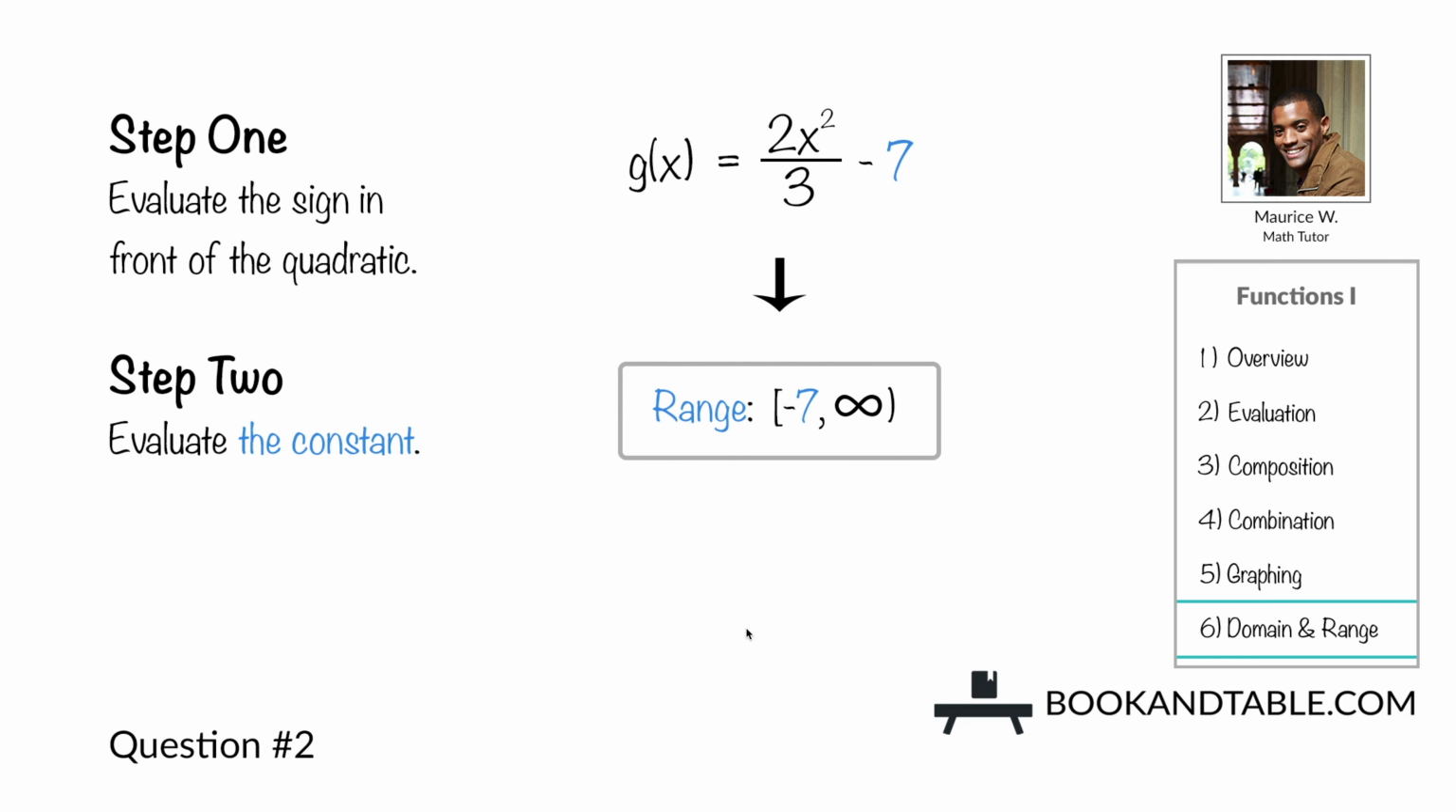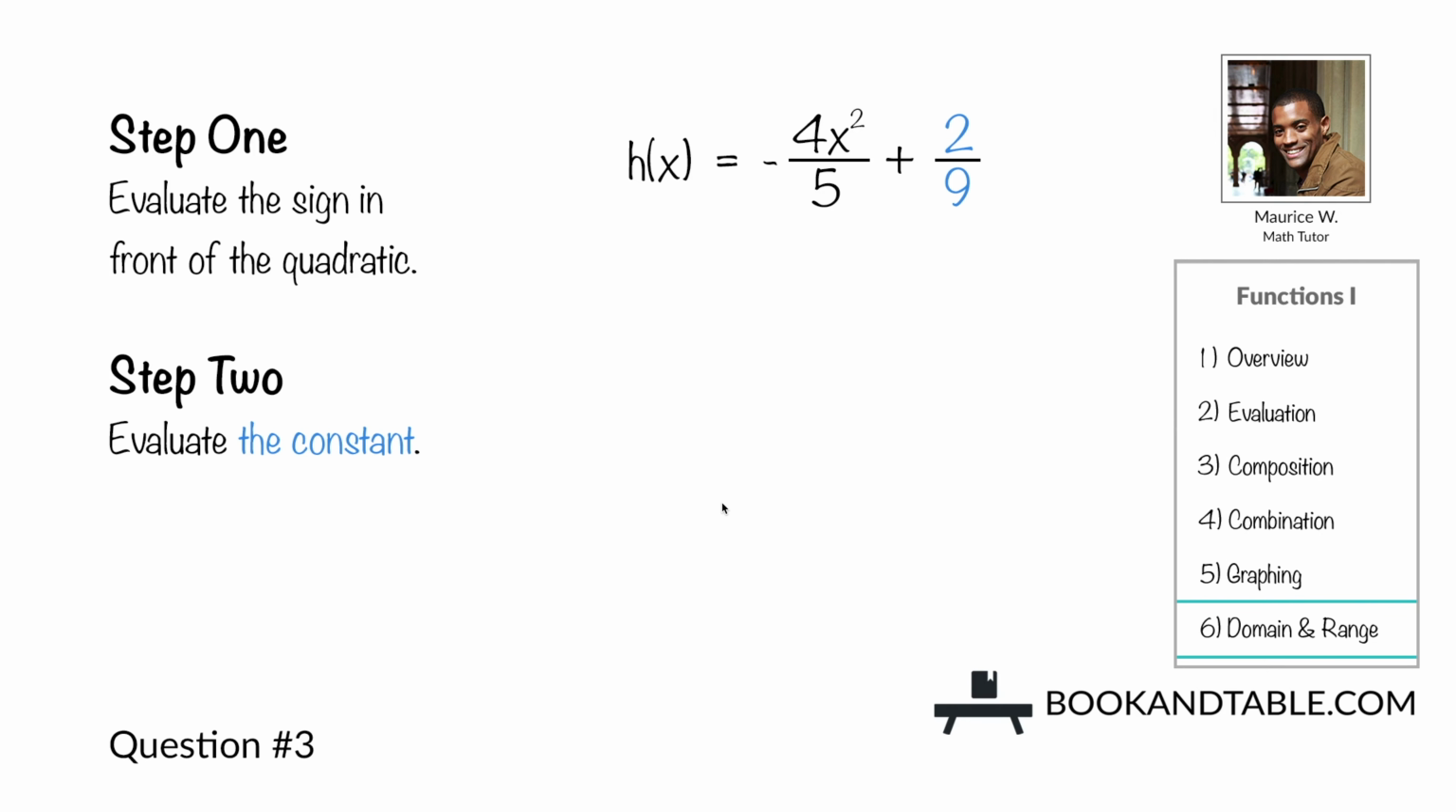So that is the answer to question number 2. Let's now have a look at question number 3. h of x is equal to negative 4x squared over 5 plus 2/9.